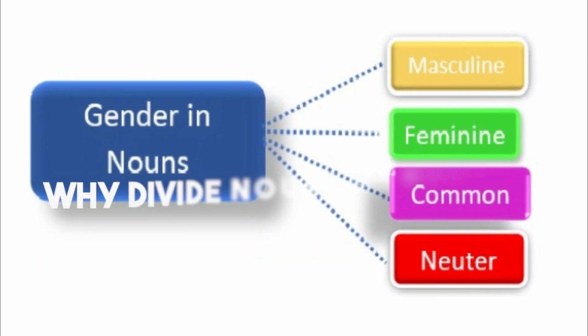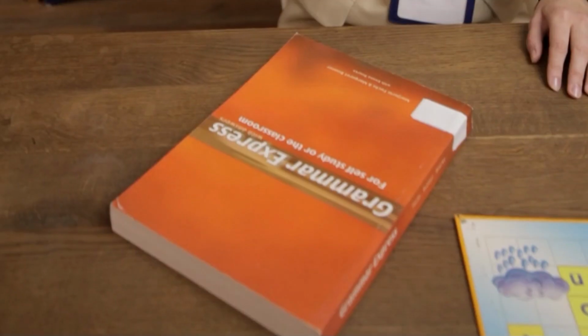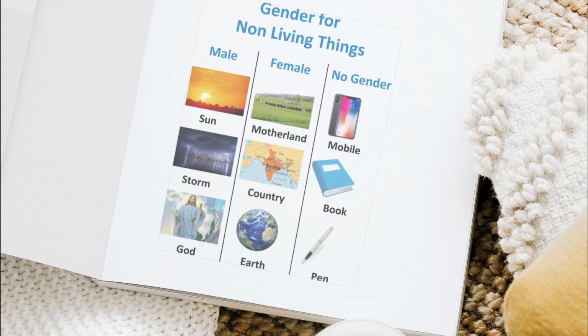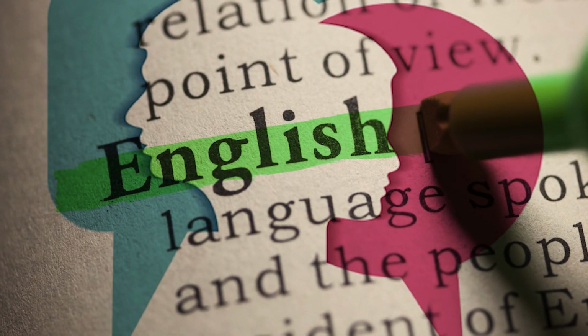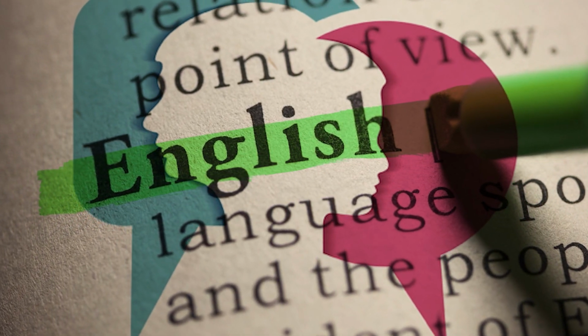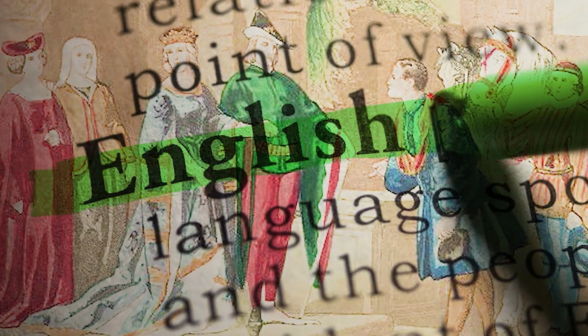Why divide nouns by gender? Why do gendered languages exist? After all, English does perfectly well without assigning feminine and masculine characteristics to objects that lack genitalia. Actually, English used to be a gendered language too. English speakers stopped classifying most nouns by gender during the Middle English period.